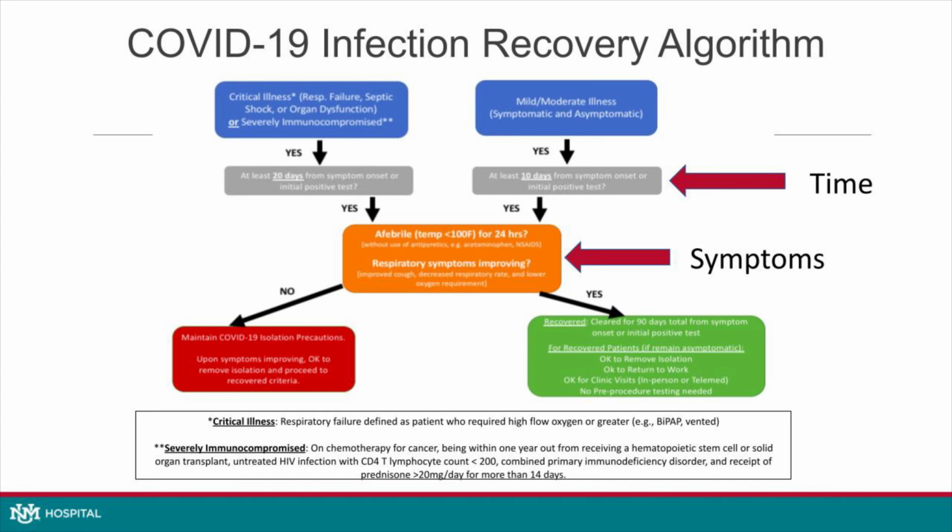If patients are more severely ill, and the key thing here is it certainly includes immunocompromised, and here are the definitions down here. More severely ill to me means that people require higher support for oxygen. And so that would be high flow nasal cannula or greater, such as BiPAP or vented patients. And so for that group, you would rejudge at 20 days. You would look at clinical symptoms, whether they're afebrile, and if their respiratory symptoms are improving. And if the answer is yes, again, they would be considered recovered.